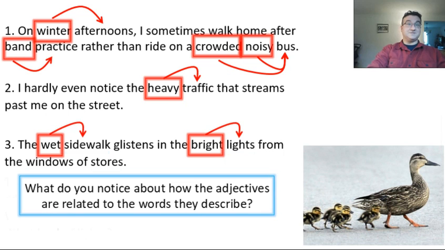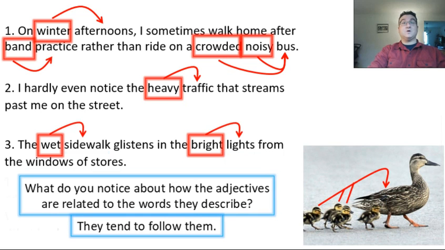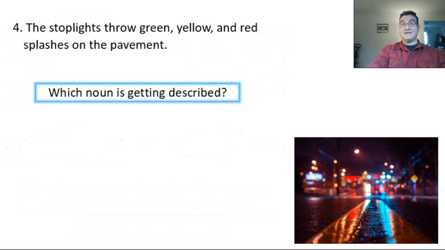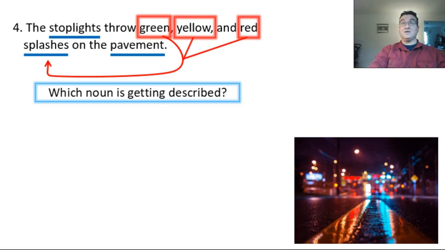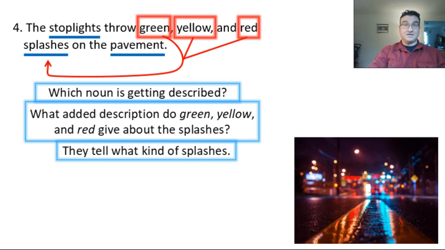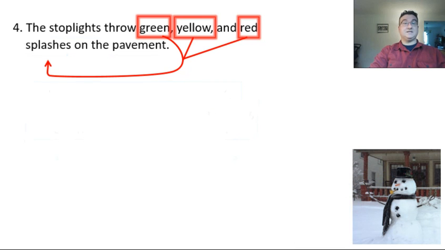What do you notice about how the adjectives are related to the words they describe? If you take a look at where they're located in the sentence, you should see that the words they describe tend to follow the adjectives. They keep the adjectives close by, just like those little baby ducks are following their mother duck. So next we have number 4. The stoplights throw green, yellow, and red splashes on the pavement. Which noun is getting described? There's a couple nouns in there. We have stoplights, splashes, pavement, but which one's being described? You should see that green, yellow, and red are all going to describe what kind of splashes there are. What added description do green, yellow, and red give about the splashes? Well, they tell what kind. So there we see number 4.